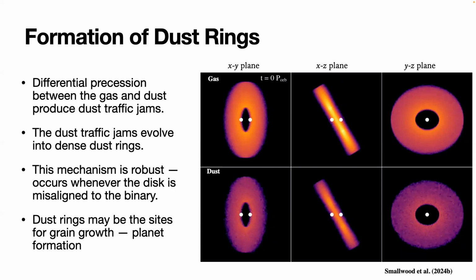Okay, so if you just have a misaligned disk around the binary, you'll get this effect. What I'm showing here on the top is the surface density of the gas, and then the bottom row is the surface density of the dust. And my simulations are in 3D, so that's why I have 3 different panels: the XY plane, XZ plane, and YZ plane.